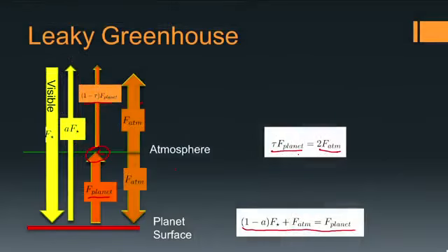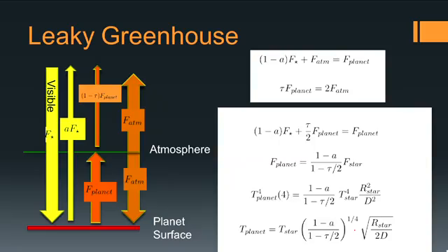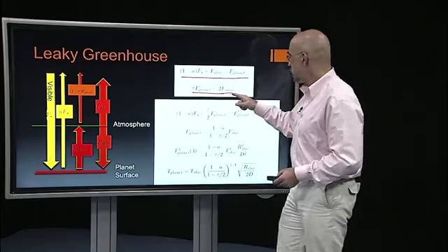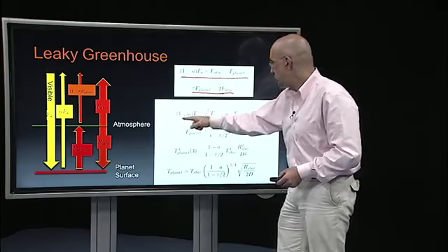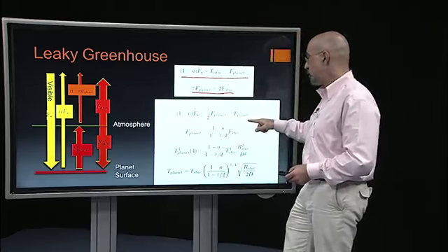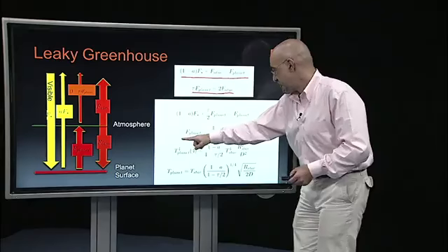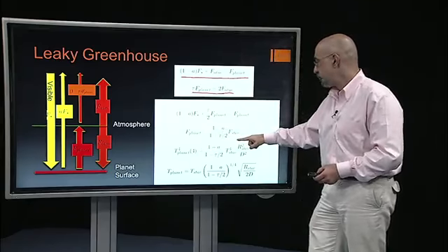We now want to go through the same exercise, equate the energy in and out of the surface, equate the energy in and out of the atmosphere, solve these equations. Let's divide this by 2. This gives us F atmosphere equals tau over 2 F planet. We plug this term in here. That gives us this equation here. We now solve for F planet. That gives us this equation here.